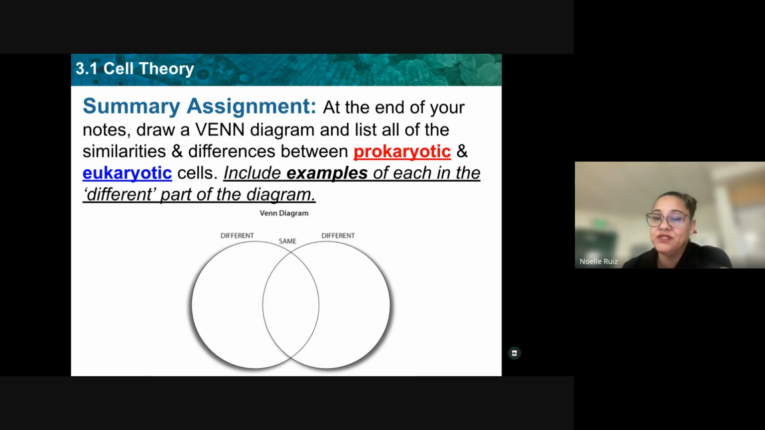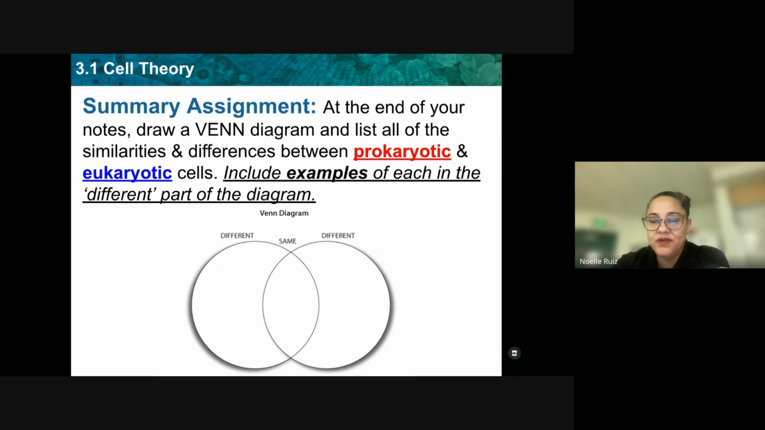And then include examples of each in the different part of the diagram. So on one side, we'll have the prokaryotic cells. The other side, we'll have the eukaryotic cells. In the middle, you tell me what's the same. And then on the edges, you tell me what's different about each.